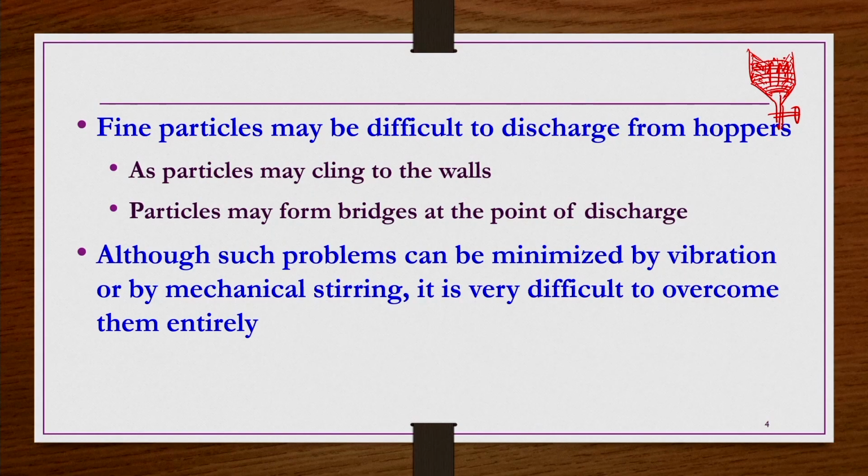Although we have already seen that if you provide mechanical vibrations or shaking, mechanical stirring, or vibrations along the walls of the container, the silo or the hopper, it is possible to reduce such effects of bridge formation, or reduce the influence of rat hole formation. You may even reduce the particles sticking and clinging to the wall, but you cannot completely avoid such phenomena by using mechanical vibrations or mechanical stirring, right.